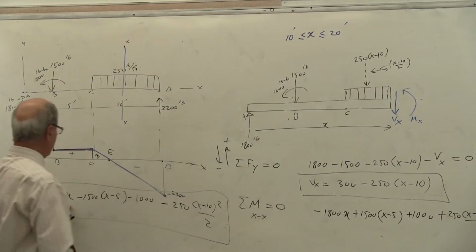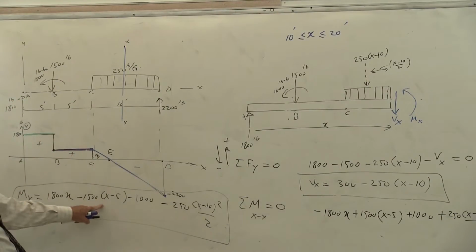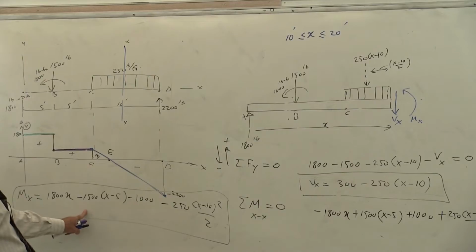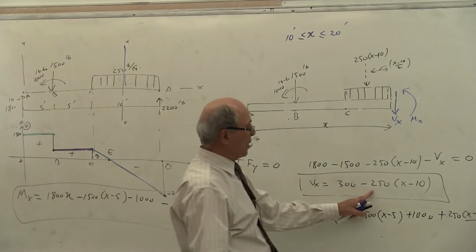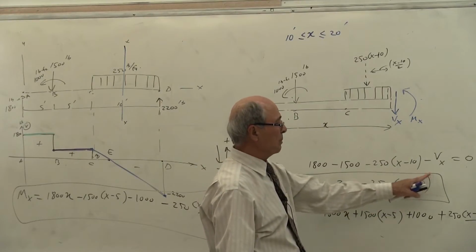300 times x, which we have here, 1,500 minus. But there is a constant of how much here? 5 times 1,500. Everybody understand that? Then this becomes minus 250 x minus 10 to the power of 2.